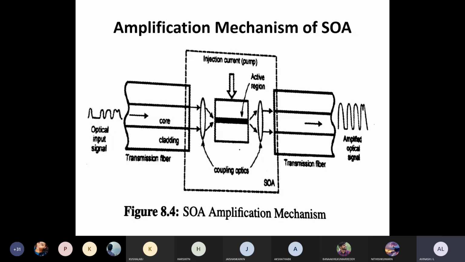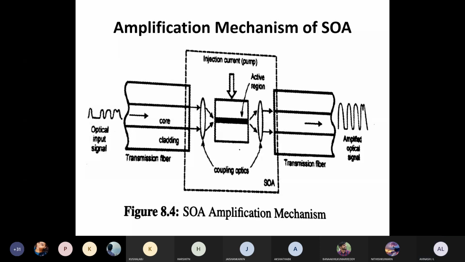So in that particular thing, what exactly happens? Injection current. In that particular active region, there is an injection current we are going to inject. Once we inject the current, obviously in the active region, more movement of photons is going to happen. When that happens in the coupling optics, to and fro reflection is going to take place.